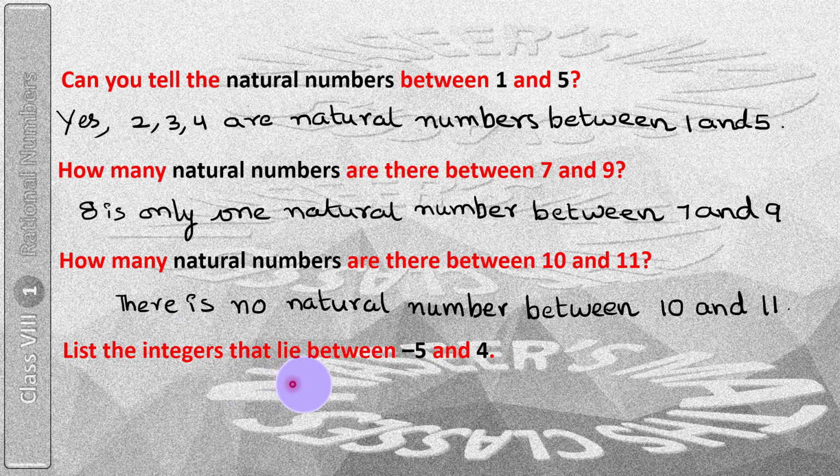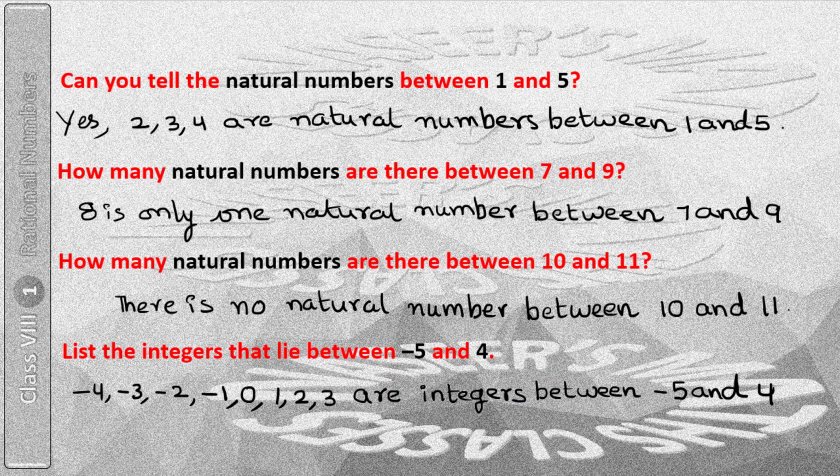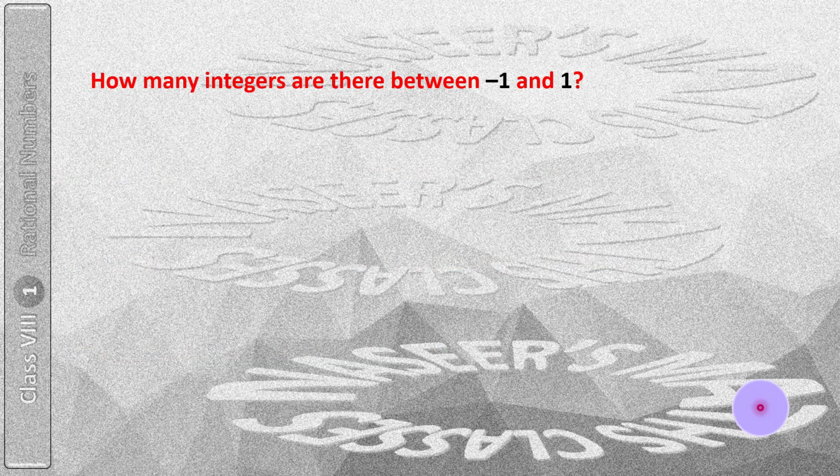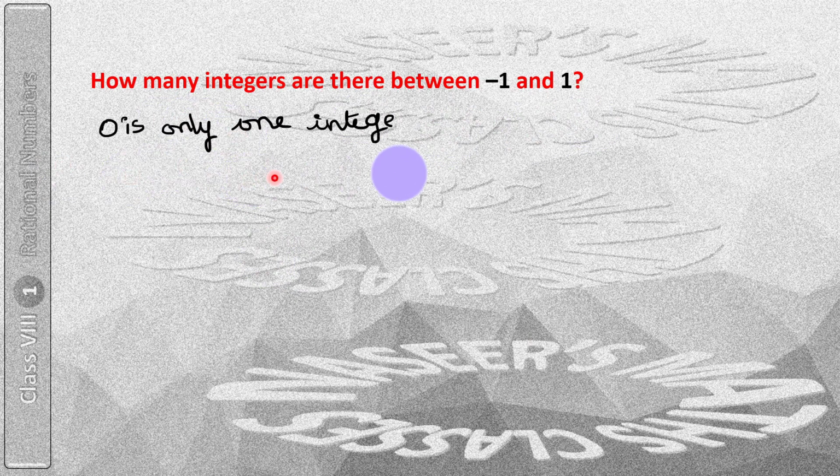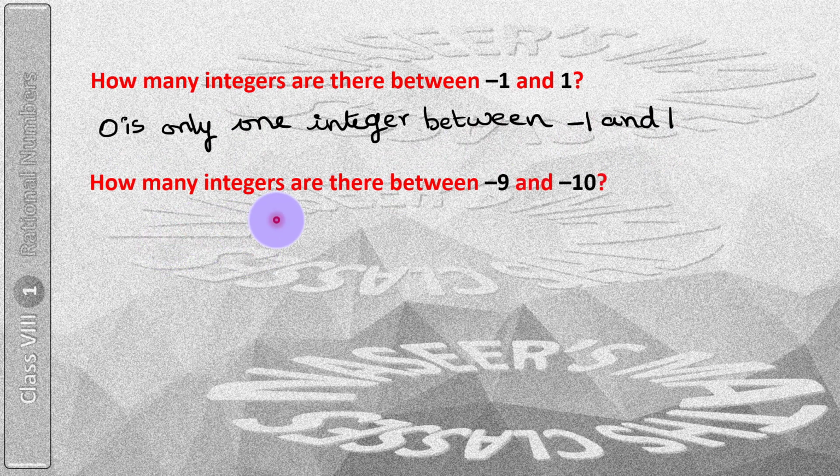Next, list the integers that lie between minus 5 and 4. We already know that minus 4, minus 3, minus 2, minus 1, 0, 1, 2, 3 are the integers between minus 5 and 4. No other integers are between these numbers. Next, how many integers are there between minus 1 and 1? We already know that 0 is the only integer between minus 1 and 1. Next, how many integers are there between minus 9 and minus 10?